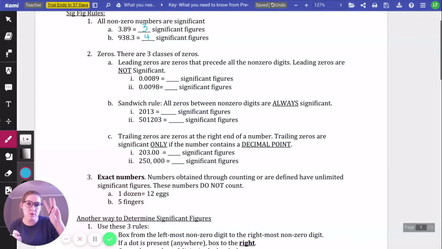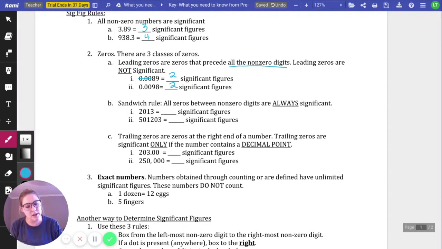Now, zeros, there are 3 cases. Number 1, leading zeros. These are zeros that precede non-zero digits. Leading zeros, so zeros that come before a significant digit, are never significant. So in this case, the first 3 zeros are not significant, so that only has 2 significant figures. Same thing here, leading zeros aren't significant, so again, that one would have 2 significant figures.